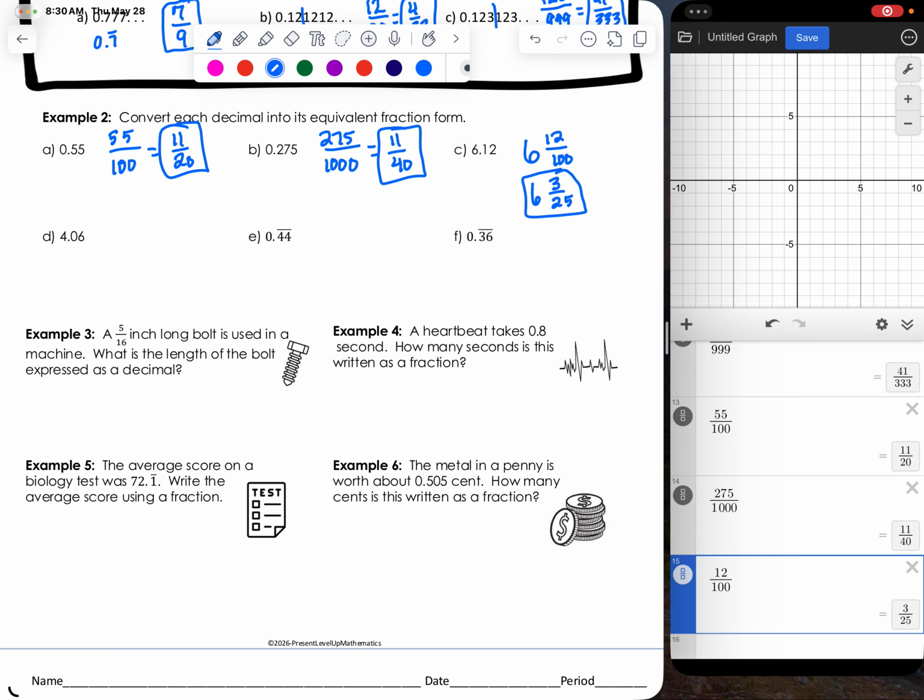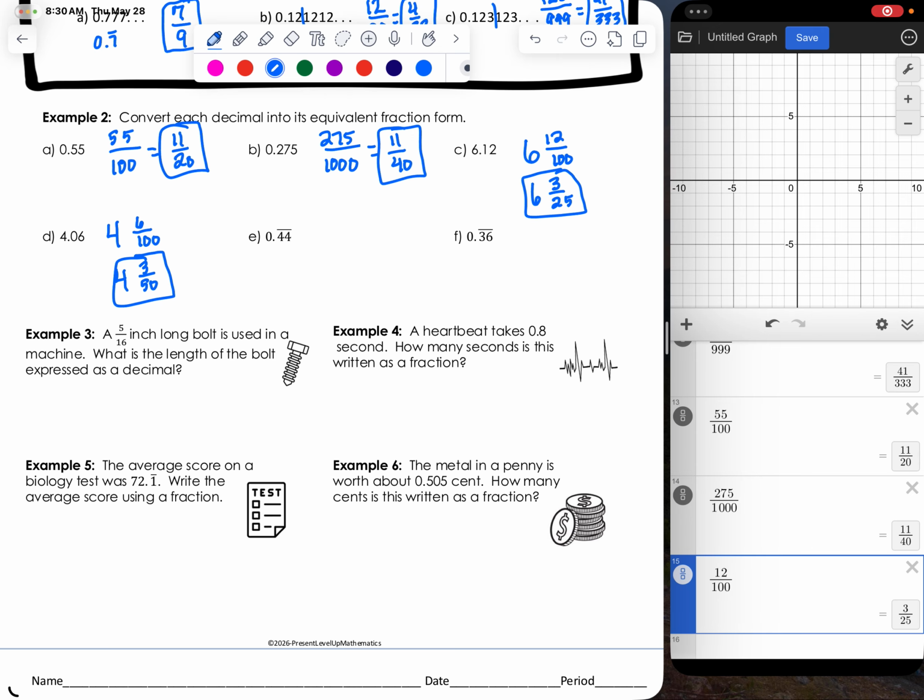All right. Problem D. Pause the video and try problem D on your own. All right, welcome back. I know this is going to be a mixed number. So I have 4 and 6 100ths. And then I need to reduce that. So when I reduce that, those will both divide by 2. That would be 3/50ths. So 4 and 3/50ths.